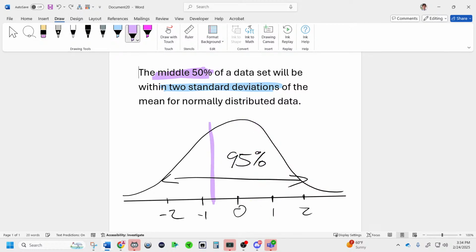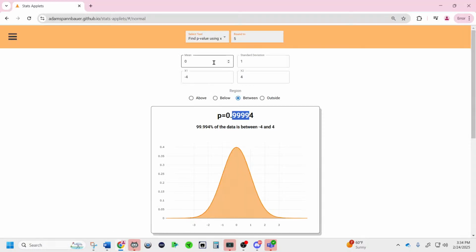How do people feel about this? Douglas, good to see you there. How do people feel that the middle 50% would have to be within 1 and negative 1? And we can confirm this if we go over to the applet. If you go here to the applet and you go to find x using this, the middle 50 is between the z-scores of positive and negative this. So you can test your knowledge of the 68, which is within plus or minus 1, 68.26.